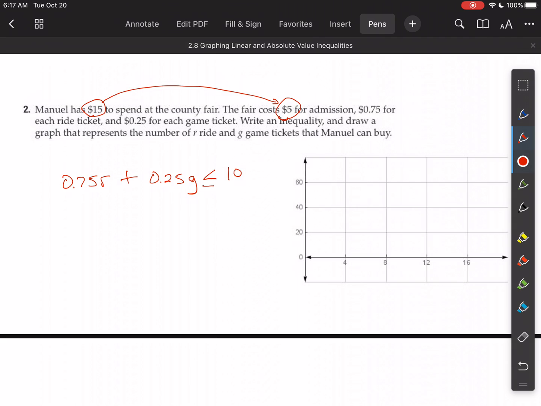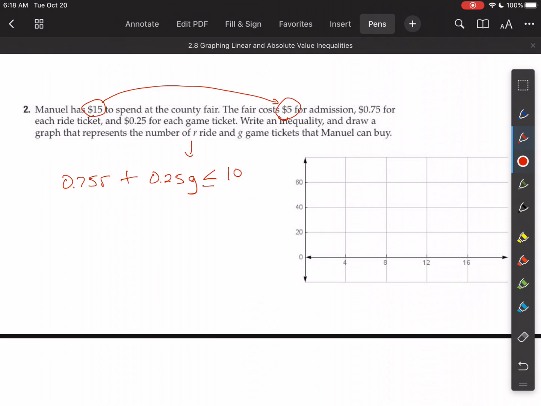In this case, it doesn't really matter what's x and what's y, because neither one of these is really dependent on the other. And I don't think it should matter for the way that I graph this thing out. So I'm just going to make g my y. I'm going to make g act as my y. So if I want to put this into y equals mx plus b form, I'm going to solve for g. Okay, so that's what I'm going to do.